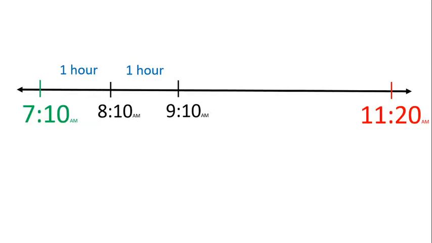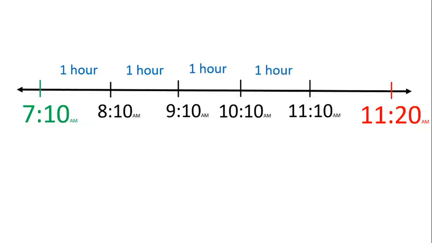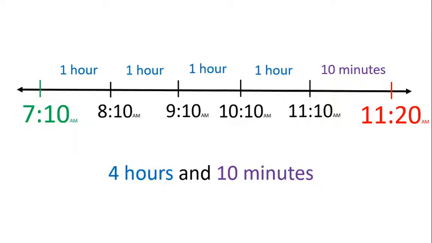From 9:10 a.m. to 10:10 a.m., the third hour passed. From 10:10 a.m. to 11:10 a.m., 1 hour passed. And finally, from 11:10 a.m. to 11:20 a.m., only 10 minutes passed. When I add them together, the elapsed time will be 4 hours and 10 minutes.